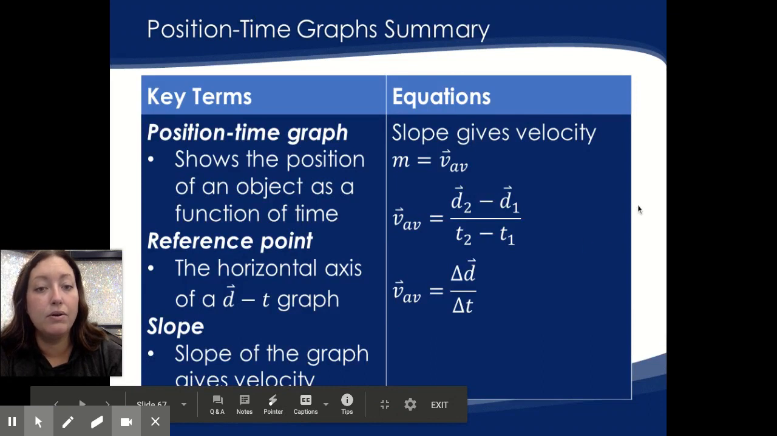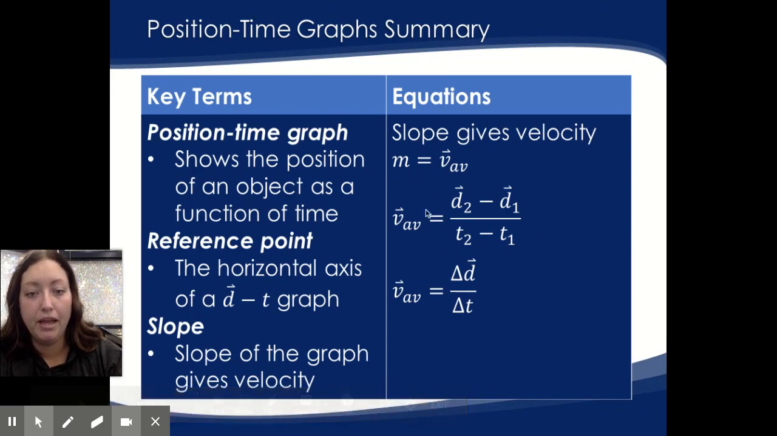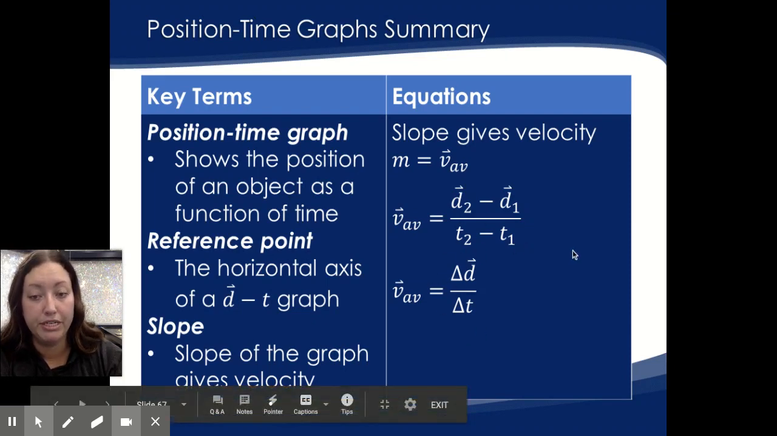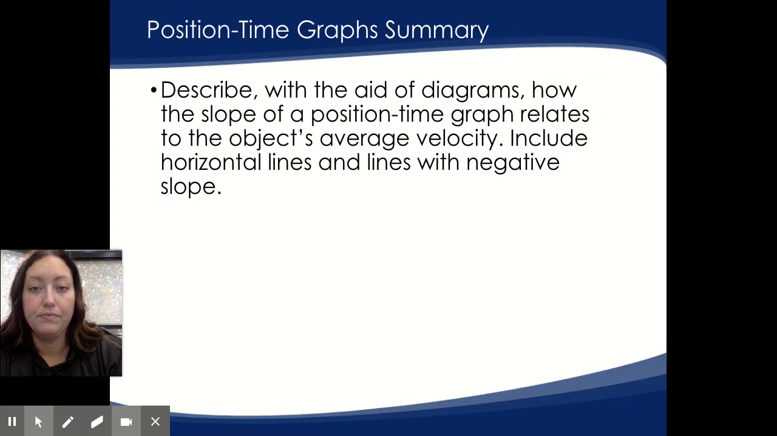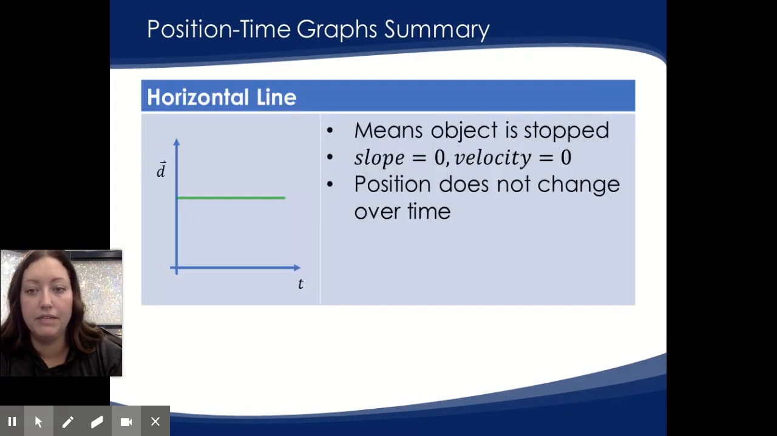Okay, so just some reminders here. We know that our average velocity is always going to be the final position minus the initial position over the final time minus the initial time. So just your change in position over your change in time. And then the slope of your graph is going to give you your velocity at that point. Let's see. So we just talked about this. So we have positives and negatives.